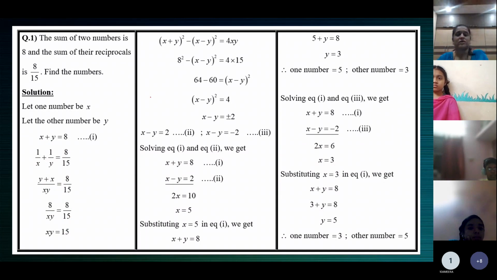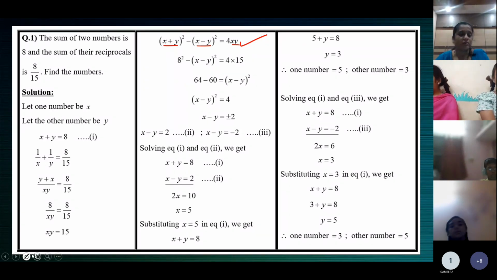So what I was telling you is this identity has three expressions: x plus y, x minus y, xy. Now, we know the values of two of them. We know the value of x plus y. We know the value of xy. So using this identity, you can find the value of x minus y. Use this identity and substitute the known values: x plus y we know, xy we know, and find the value of x minus y.